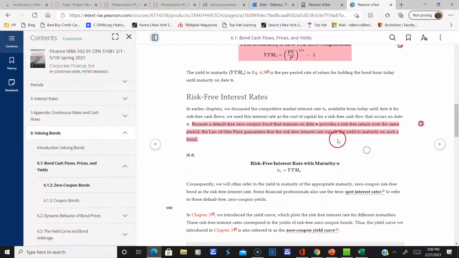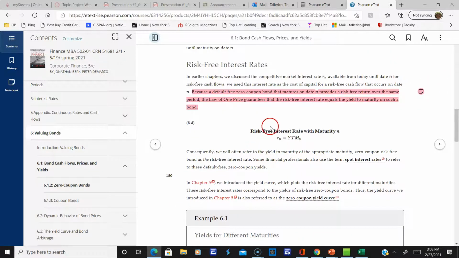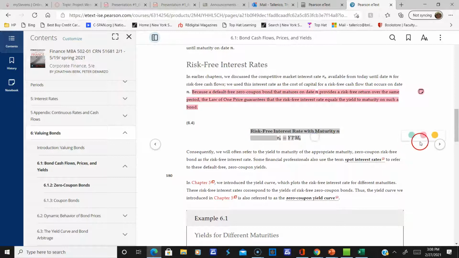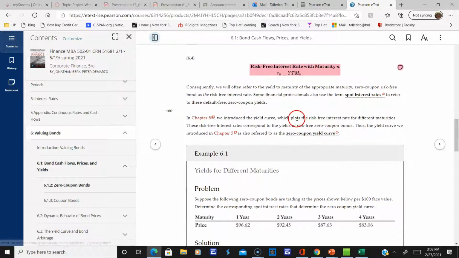Okay, so that's important. Because a default-free bond, which means it's not going to default, zero coupon bond matures on date N and provides a risk-free return over the same period, the law of one price guarantees that the risk-free interest rate equals the yield to maturity on such a bond. So here's the risk-free rate with maturity N, and that equals the yield to maturity. That's important to know. The law of one price is very important. I think I might have sent you stuff on that too.